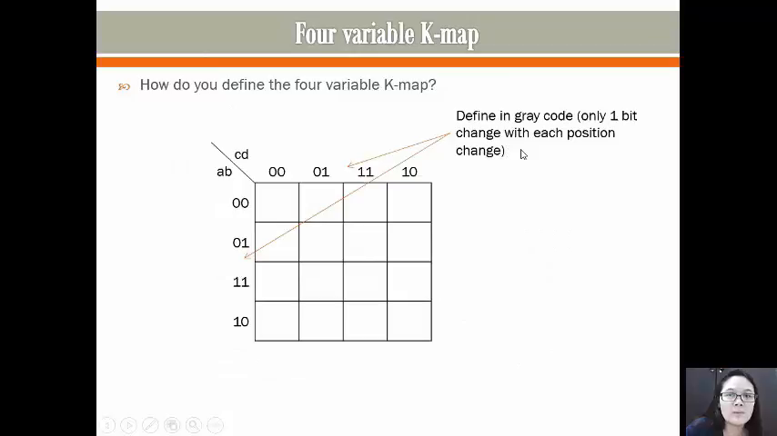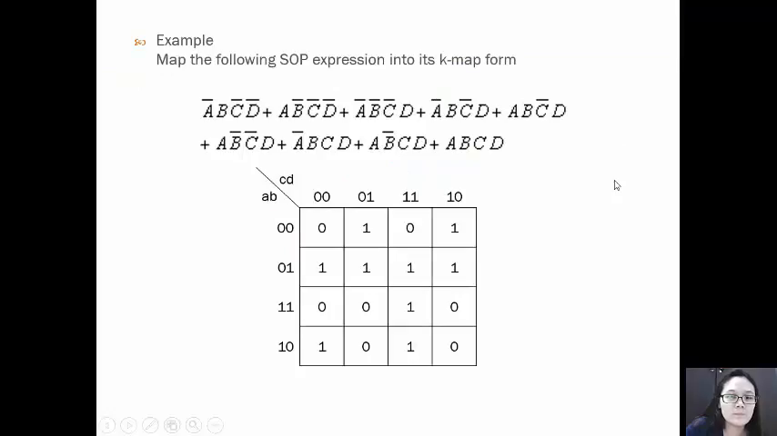So just do it the same way for all the 1s. And this is a 4 variable Karnaugh Map. This is the example of 4 variable Karnaugh maps.